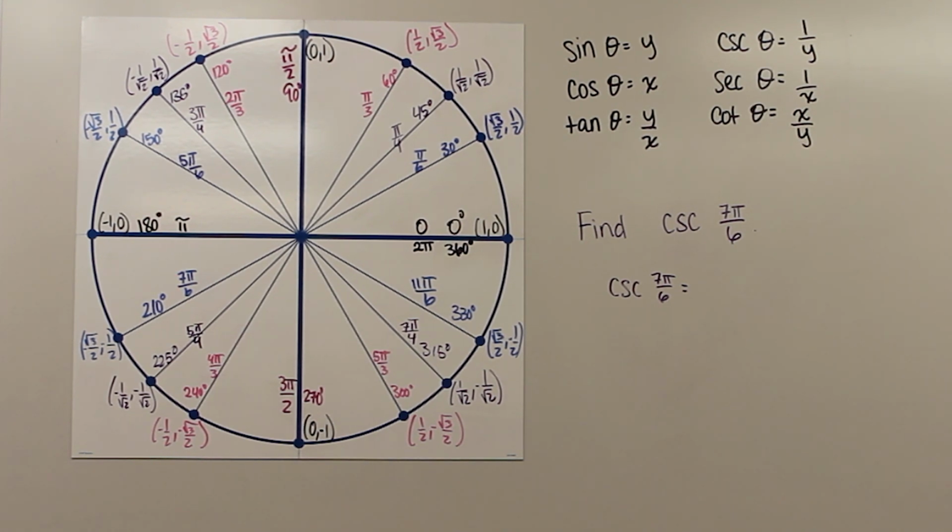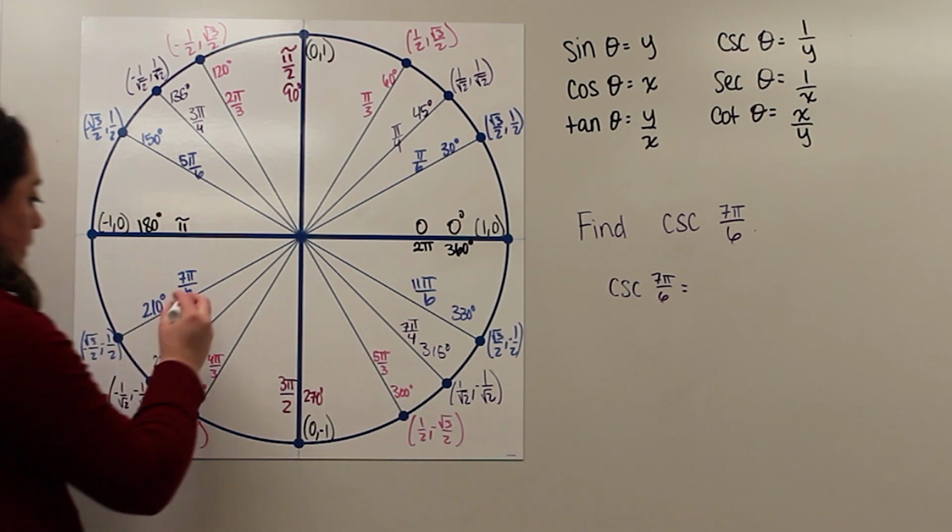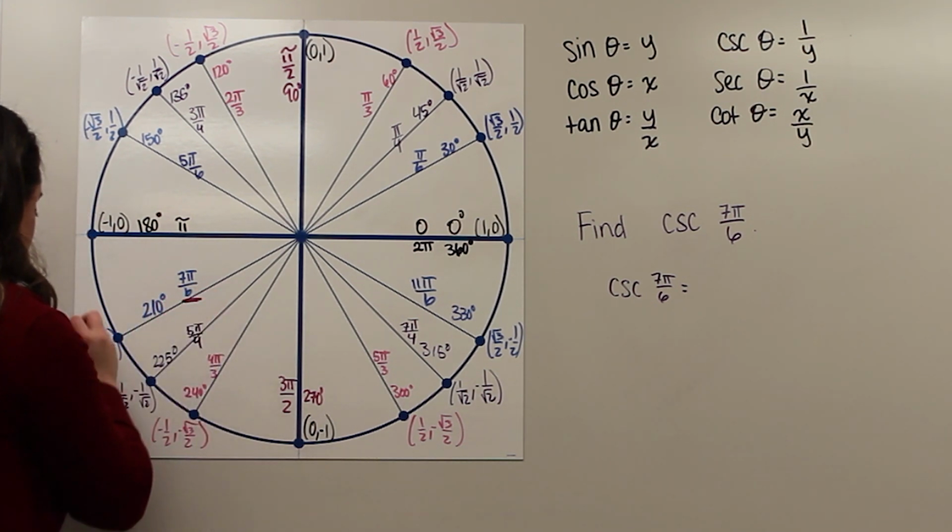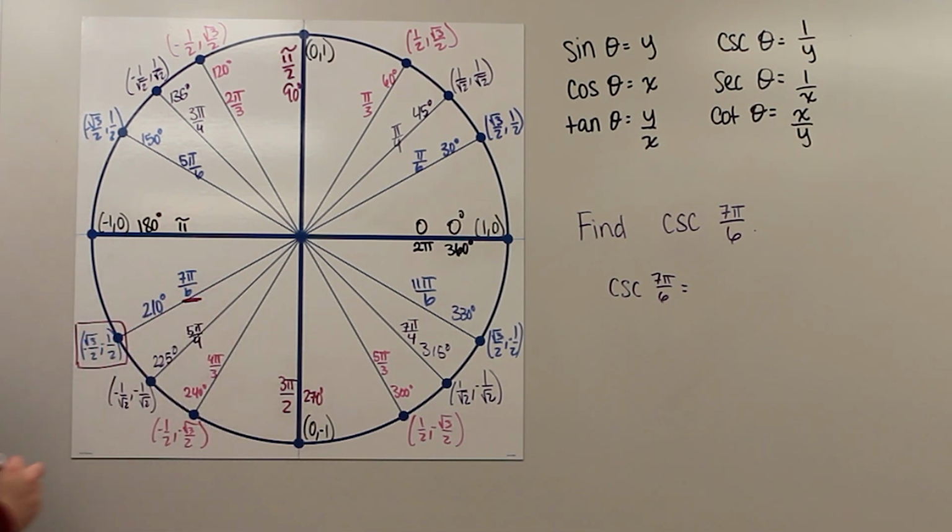So let me just quickly underline this angle so that I can box the coordinate point so I know what values I'm working with here. All right, let's look up our definition for cosecant. Cosecant of theta is 1 over the y value, or the reciprocal of the y value.